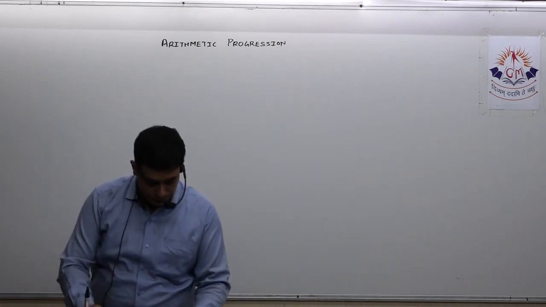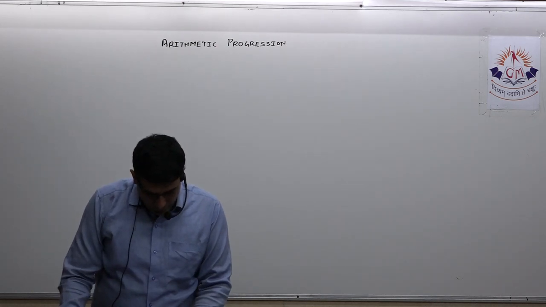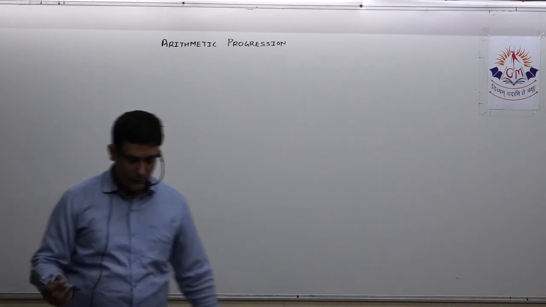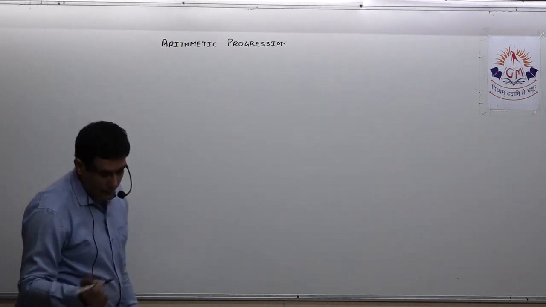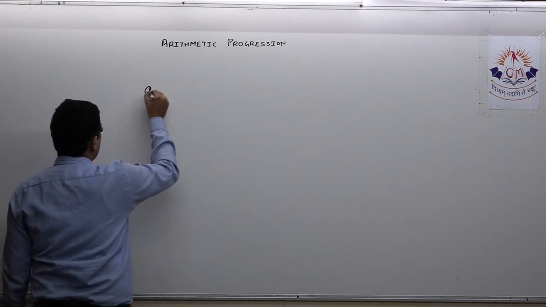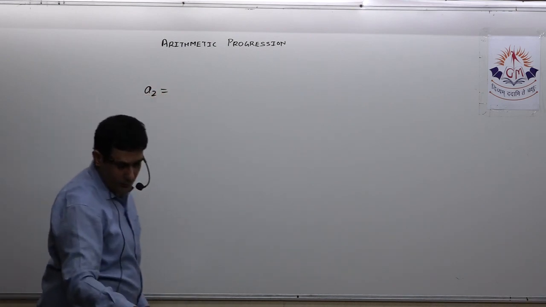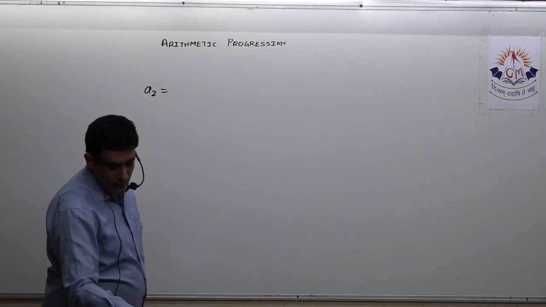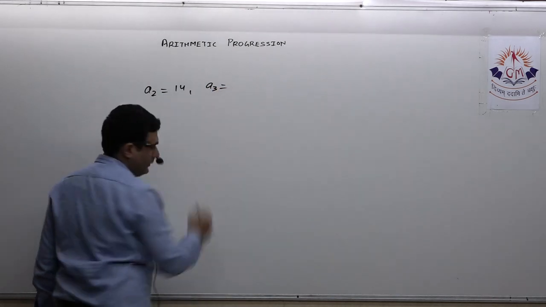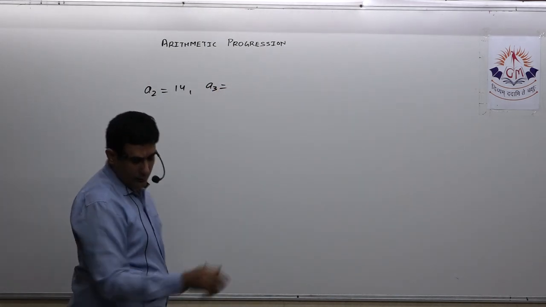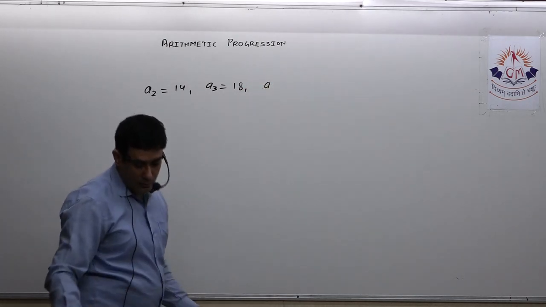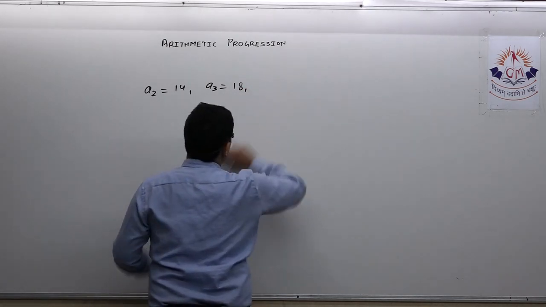Now next is find the sum of first 51 terms whose second and third term are given. Second term and third term are given and they are asking to find the sum of 51 terms. So it is easy. Second term is given. How much it is? Second term is 14 and the third term is 18. And what we have to find? Sum of 51 terms. First 51 terms.